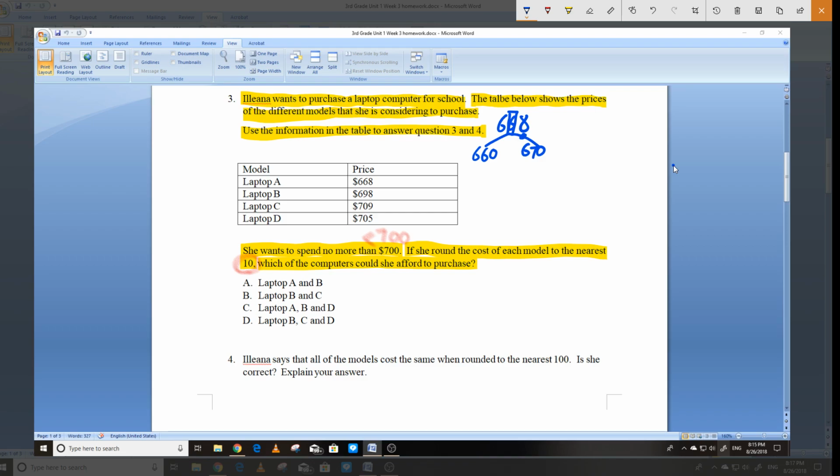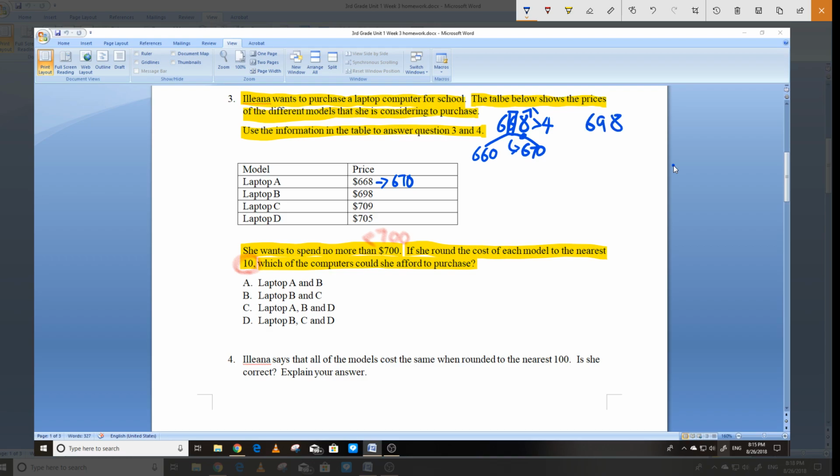Now let's take a look at the number on the ones place, which is 8. 8 is bigger than 4. Therefore, we're going to go up. And that would lead us to 670. So 668 rounding to the 10th place would be $670. How about the second number?